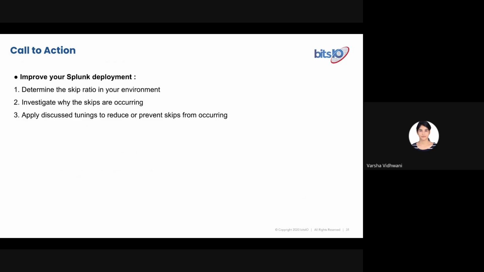Then we can apply the best practices we discussed today: scheduling searches more efficiently, spreading out the load, prioritizing the critical searches, and tuning the scheduler capacity. With these steps in place, you can significantly reduce or even eliminate search skipping and ensure that the Splunk deployment is running reliably and efficiently.